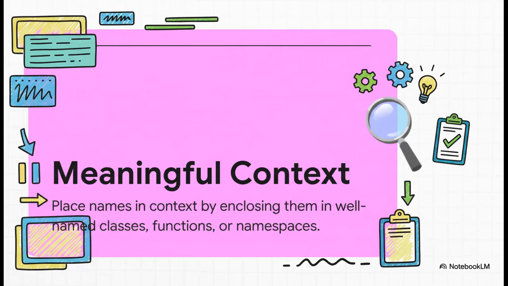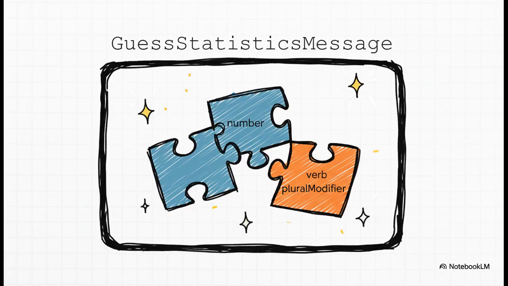And the solution, as the slide lays out, is to give them that meaningful context. Instead of having all these loose variables swimming around inside one big function, we can group them together where they logically belong, inside a new, well-named class. And voila! Here's the result. We've created a new class called guessStatisticsMessage specifically to hold these related variables. Now their context is crystal clear. And as an awesome side effect, this refactoring let us break that original, big function down into smaller, much simpler methods. The code isn't just a little cleaner, it's fundamentally easier to reason about.